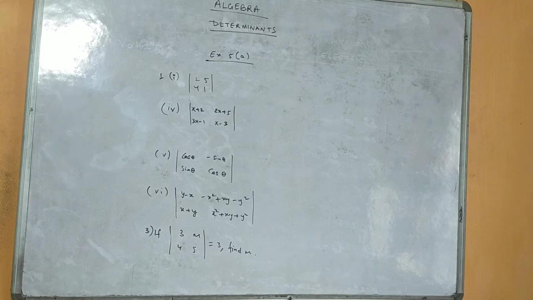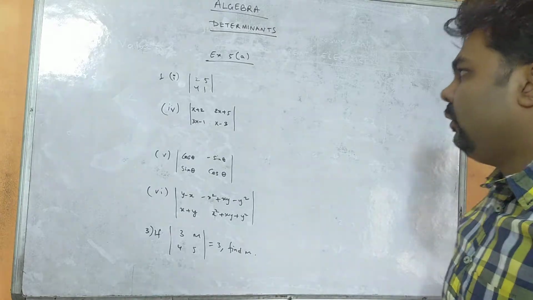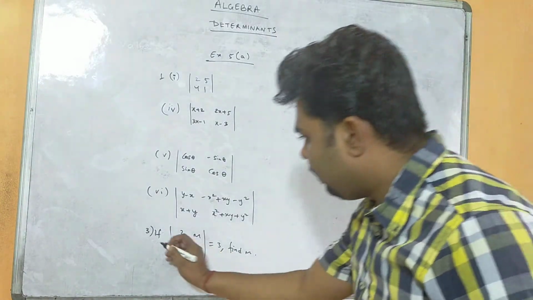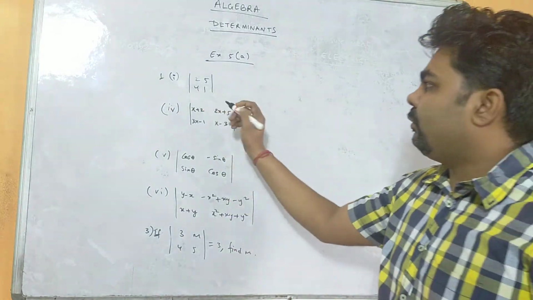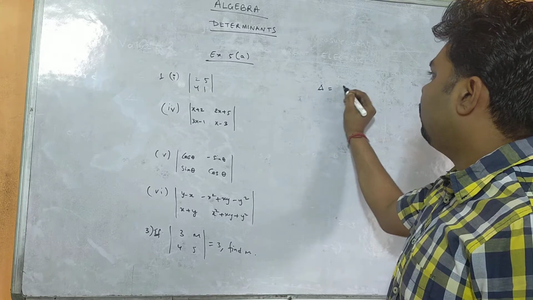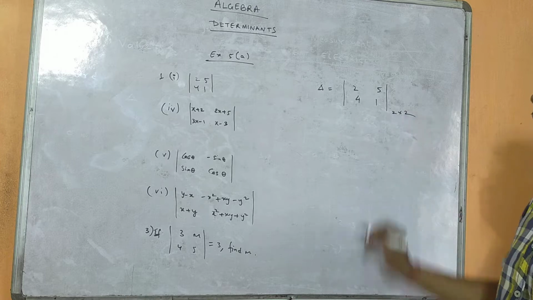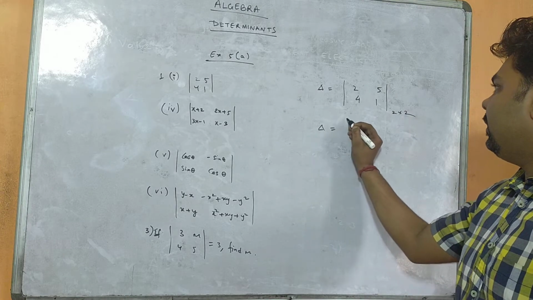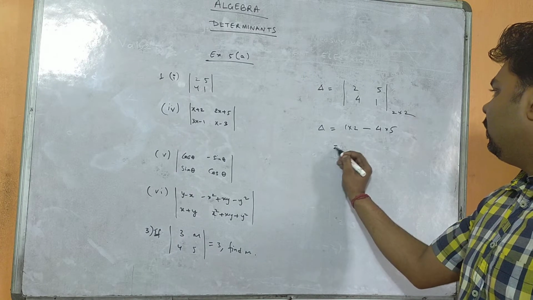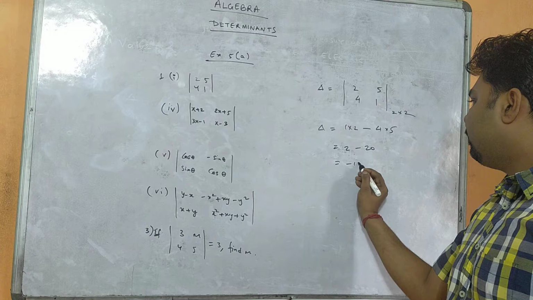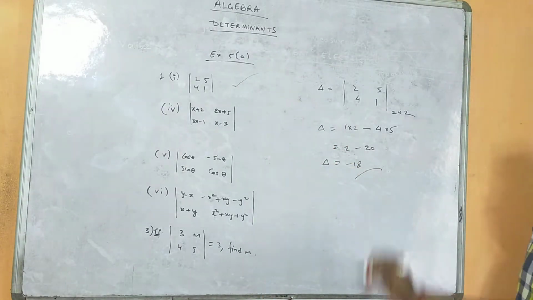So I have noted a few questions from this exercise 5a. The questions are a bit easy, but still we will solve a few questions here. Question number 1, find the value of this determinant. You see, del equals 2, 5, 4, 1. That means a 2 cross 2 determinant, right? So we need to get the value of this determinant. 1 into 2 minus 4 into 5. So 2 minus 20, that is minus 18 is the answer. Okay, so the value of this determinant is minus 18.